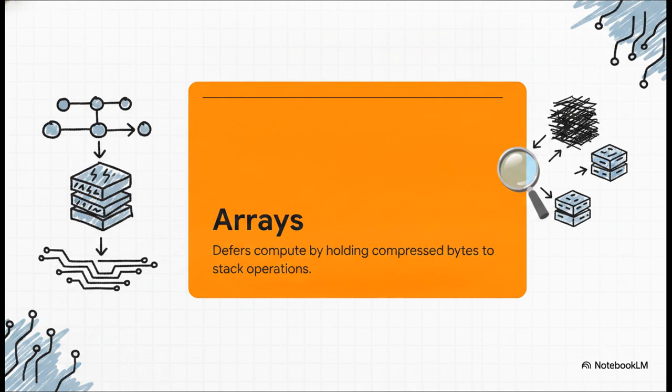Next up, we have arrays. Think of an array in Vortex as a mechanism to defer computation. So instead of immediately decompressing data to run an operation, an array holds the compressed bytes underneath and lets you just stack operations up. It effectively pushes compute down closer to the bare metal. It behaves almost like a logical query plan living right inside the file format itself.